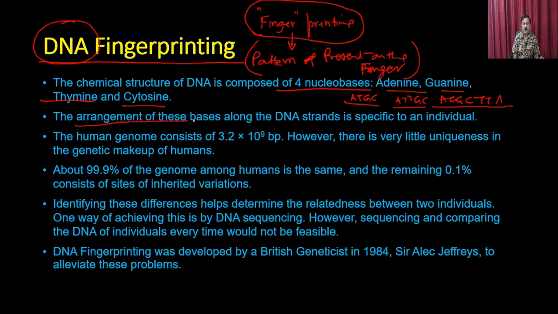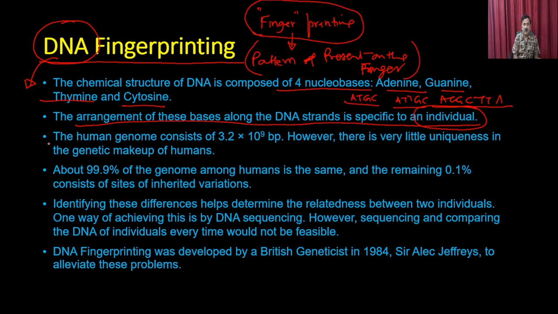So, the arrangement of these bases along the DNA strand is specific to a particular individual, right? Just like we utilize a fingerprint of an individual. Remember that when you go for making an Aadhaar card, they take your fingerprint, because these fingerprints are specific to a particular individual, right? Similarly, can we have a similar kind of fingerprint of DNA, because that fingerprint of DNA is also going to be specific for an individual.